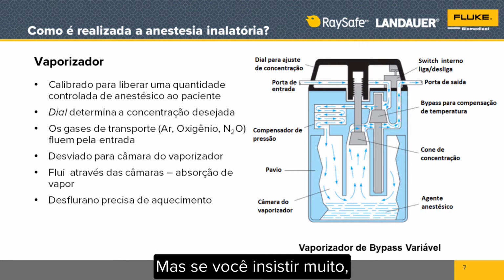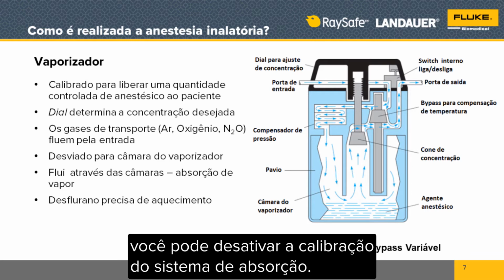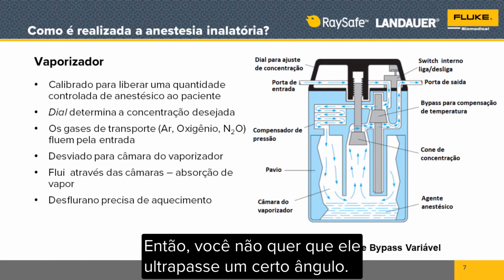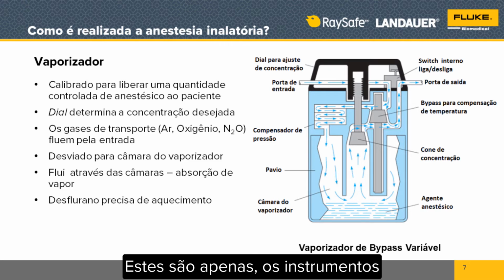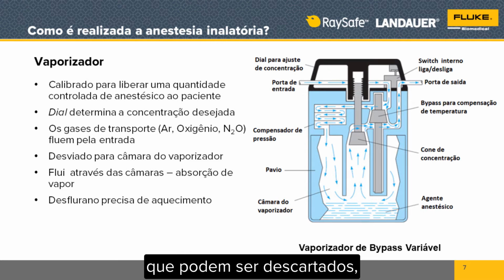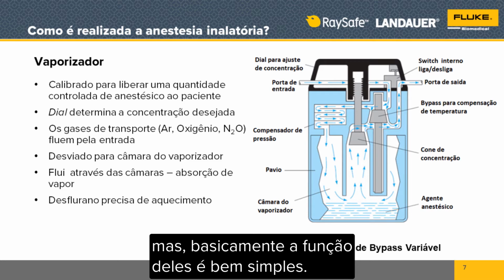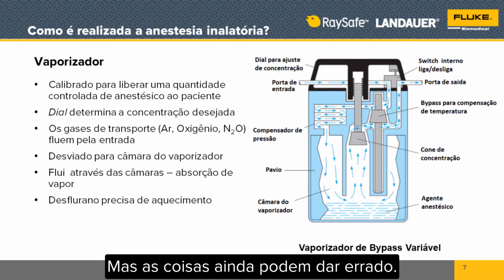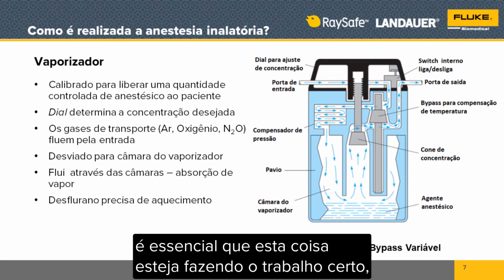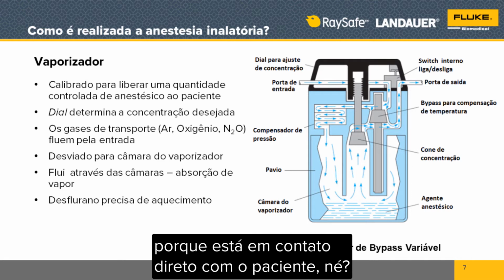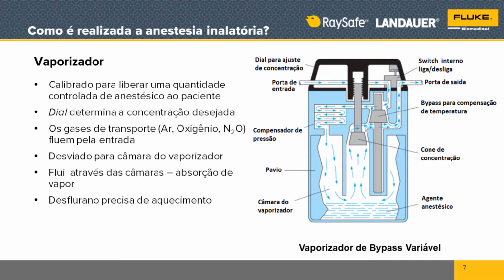If you tip this over too much, you can throw off the calibration of that wicking system. So you don't want it to go past a certain angle. These things have to sit flat. They're heavy, so they're wheeled around with carts. These are just unwieldy instruments that can be dropped, but basically their function is pretty simple, though things still can go wrong with them. And again, it's critical that this thing is doing the right job, because it is in direct contact with the patient, right?